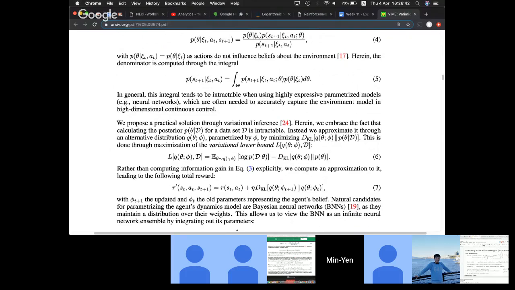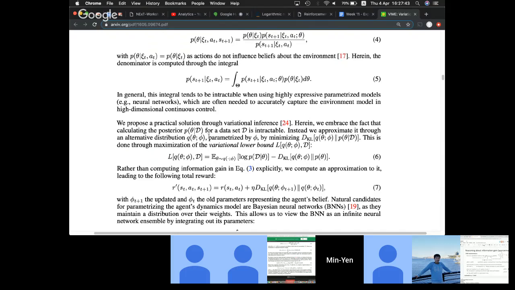I think what he's saying is that we want to get information gain for the transitions, right? So we want to look at the KL divergence as a way of finding a practical solution to the variational inference problem. We can't calculate the posterior directly for the data set because it requires integrating through all these cases, because there are too many possible outcomes. So instead, exactly like we heard in the variational inference lecture a couple weeks ago, we're going to approximate it through an alternative distribution. That was the whole idea of variational inference, because the integral is intractable.